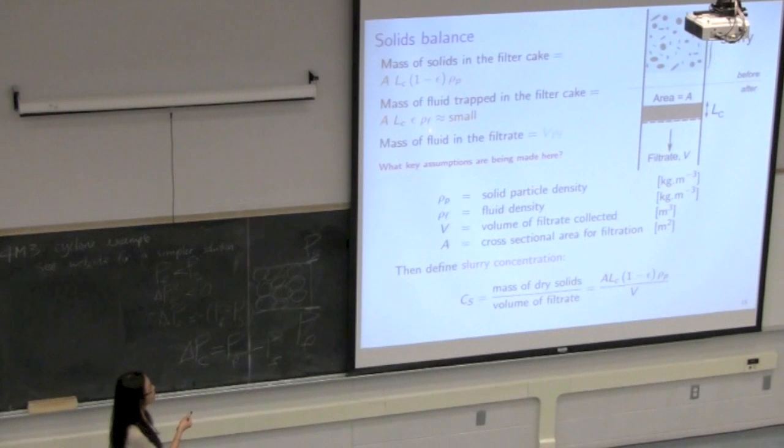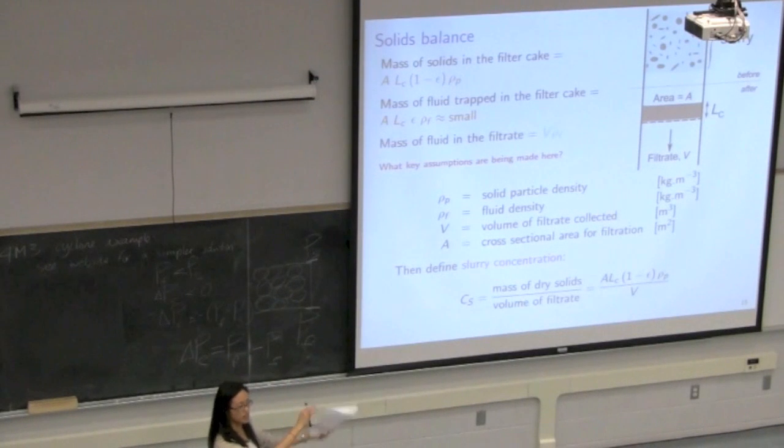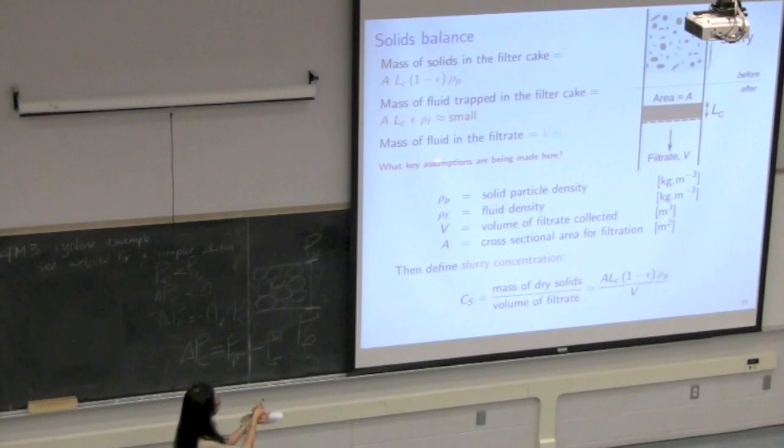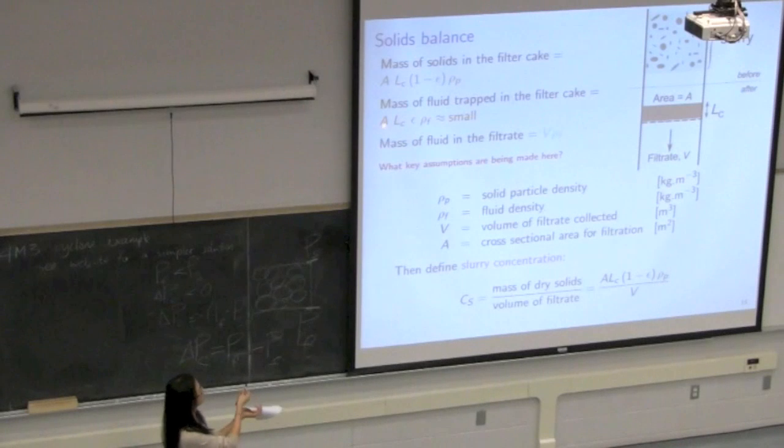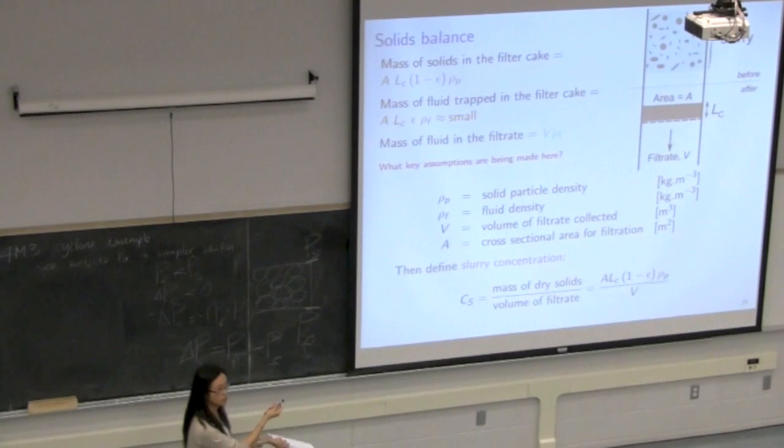If we look at the fluid that's in the cake, we're assuming that some liquid from the slurry is trapped in the cake, so it's a little bit moist, right? So we've got a little bit of solid and a little bit of liquid in the cake. If we wanted to derive this equation, it's the volume times voidage and the fluid density, okay? And that's usually pretty small.